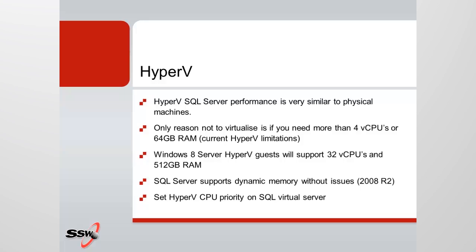They're the current limitations. Now, Windows Server 8, or Windows 8 Server, whatever you want to call it, will go to 32 virtual CPUs and 512 gigs of RAM. So that's substantially better. So in the next year or two, whenever it's released, we'll see enormous improvements on the Windows 8 side. For those of you running Windows 2008 R2, the R2 version of Hyper-V supports dynamic memory allocation, and SQL Server works fine with it. So we can over-allocate memory now.